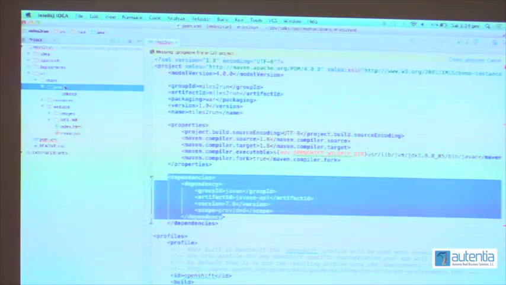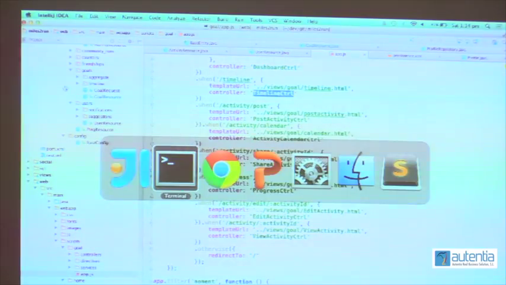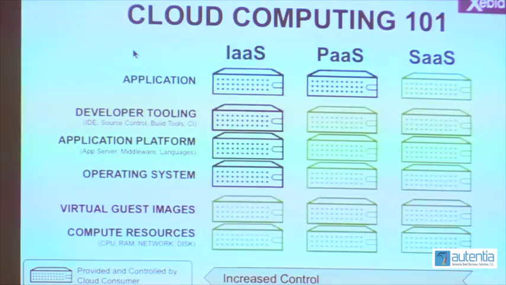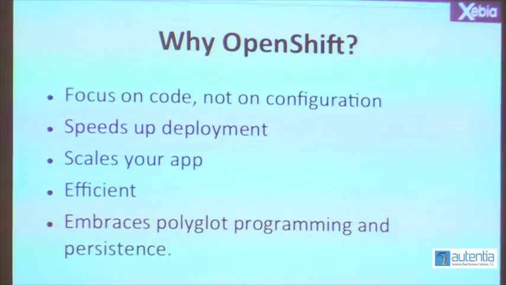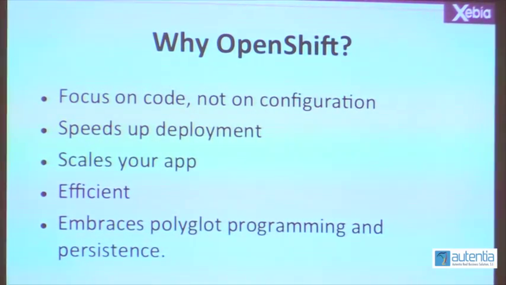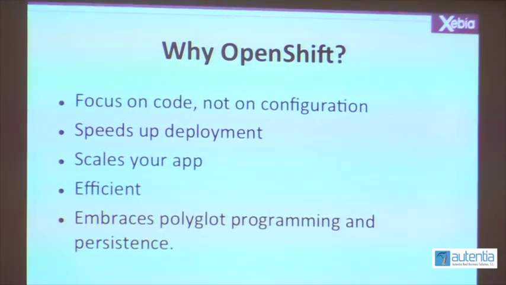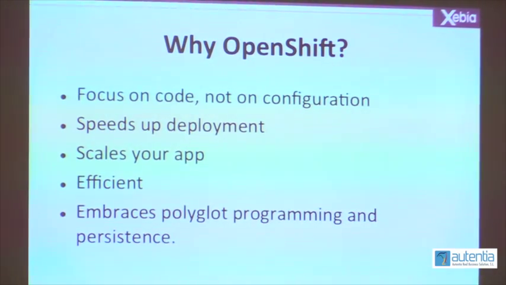This is how we create this application. We use OpenShift for that, for our development environment as well. So let's just go ahead. Why OpenShift? What OpenShift can do for you is it allows you to focus on code, not on configuring your machine. So you don't have to configure a machine, just go to the web console and create an application.